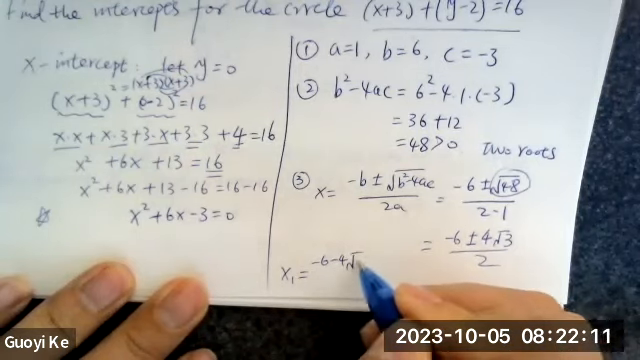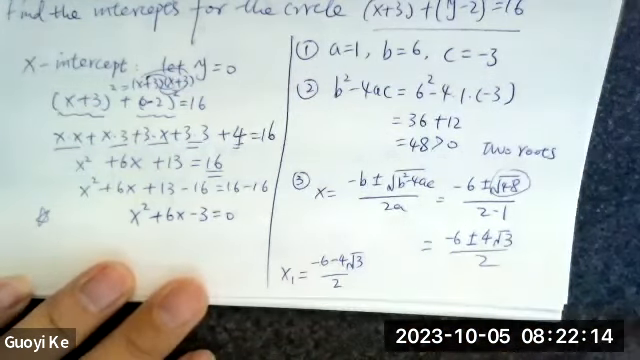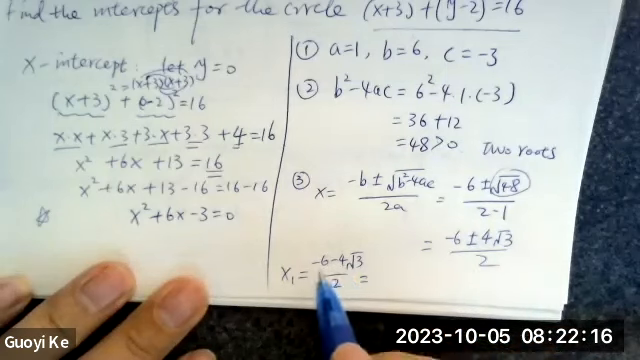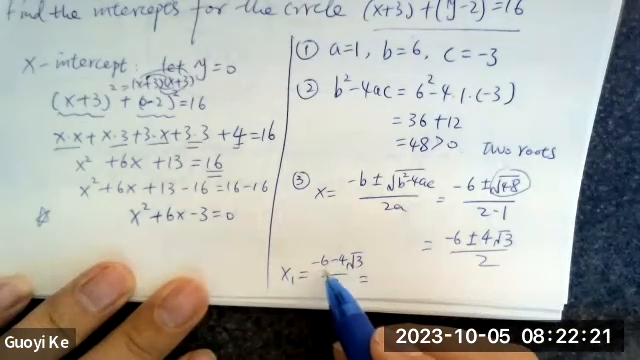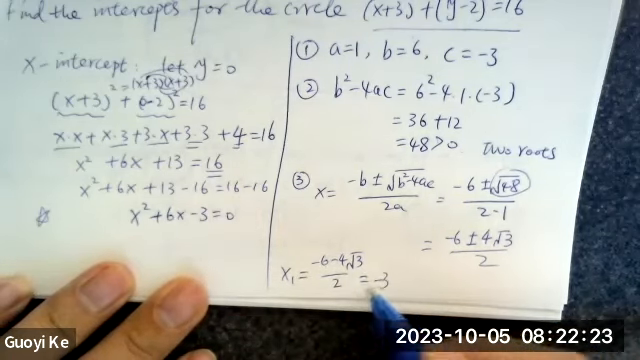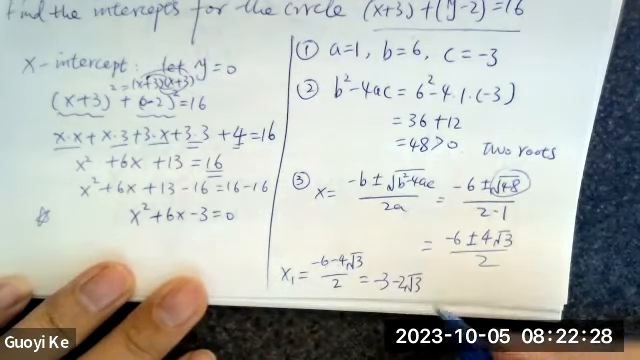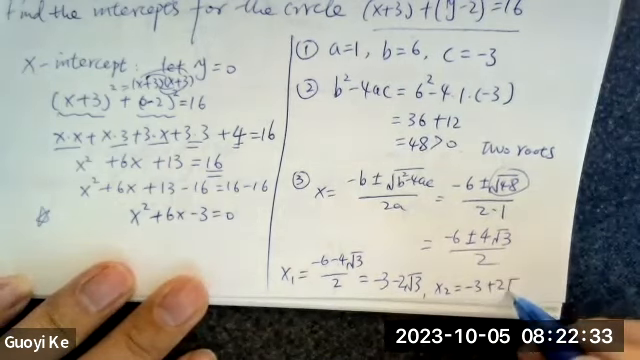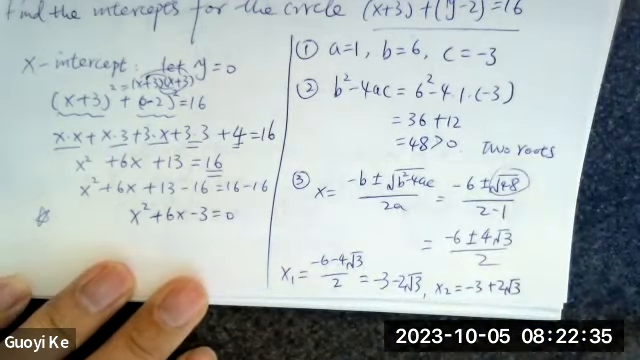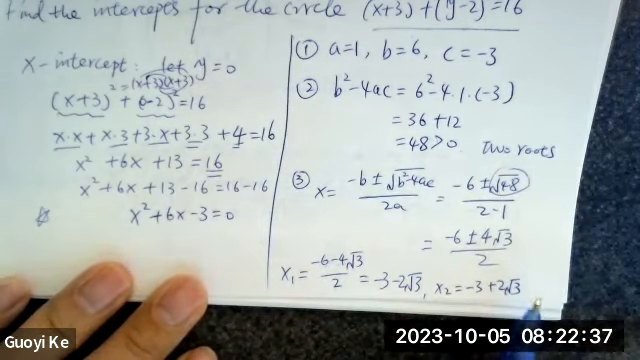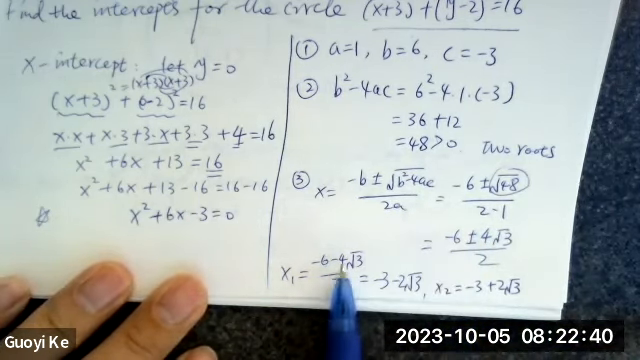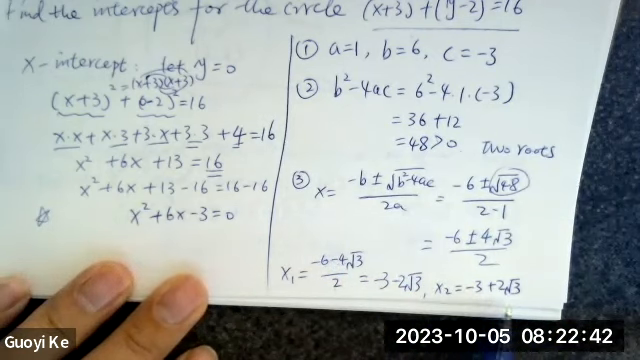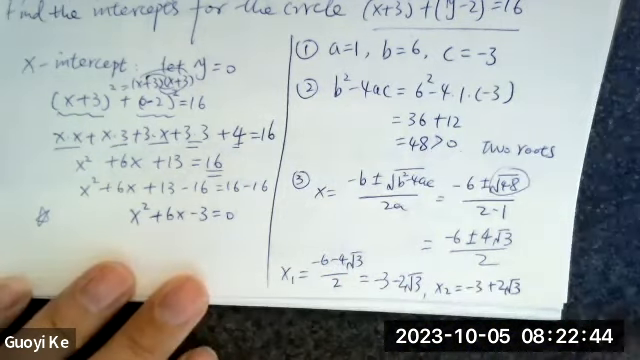So the first root is this one, right? And we can simplify it because this is an even number and this is an even number. So -6 divided by 2 is -3, -4 divided by 2 is -2. And the x2 we will get -3 plus 2 square root of 3, because here's a plus, right? So you can simplify it and you're going to get this.